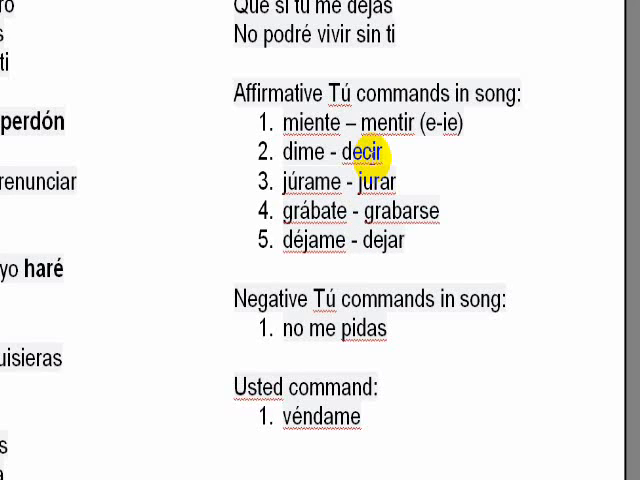déjame, which again is two words, from dejar and me for me. Dejar can mean a few things. In these sentences, it means to allow. So it's like, allow me to do something.